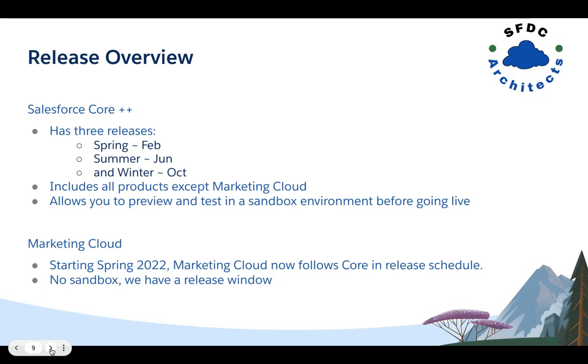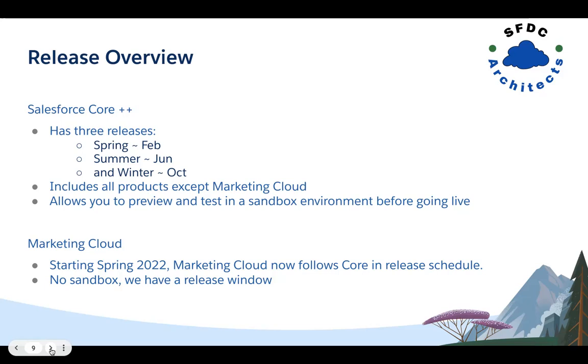It includes everything except Marketing Cloud. And when I say everything, I'm going to talk about Service Cloud, Sales Cloud, all of your industry clouds, Commerce Cloud. I can't think of all the other ones, but basically everything but Marketing Cloud is in there. Marketing Cloud is also included in that now, right? For core, you're able to do a preview. You're also able to test it in a sandbox before you go live. And so that's one of the things that's really great about being on the core platform. You have sandboxes, use them well, test what's going to come out and see how it impacts you.